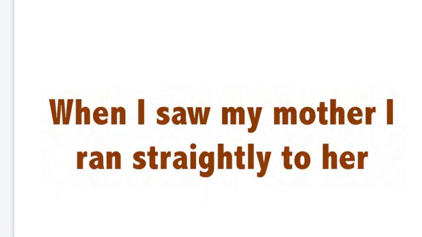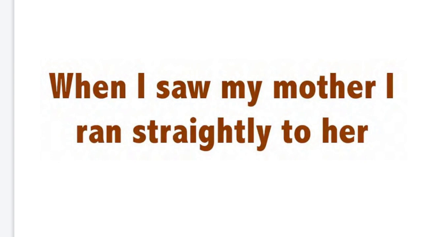Try this. Is this sentence correct? This is a sentence correction question from the exam. When I saw my mother, I ran straightly to her. I repeat, when I saw my mother, I ran straightly to her. Is this correct? No, this is wrong. You don't say I ran straightly to her, you say I ran straight to her. There is nothing called straightly, because straight is acting as an adjective also and adverb also. And here you need an adverb because you want to say something about ran. So I ran straight to her. Ran is a verb, so you need an adverb. And the adverb for straight is straight only. It is not straightly.